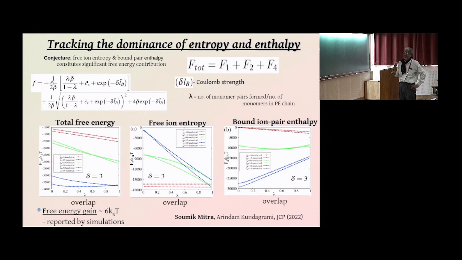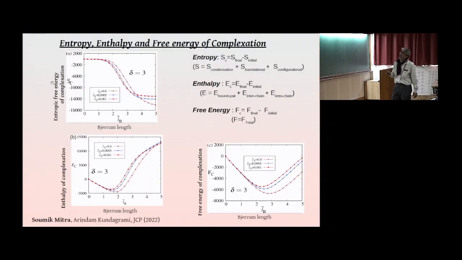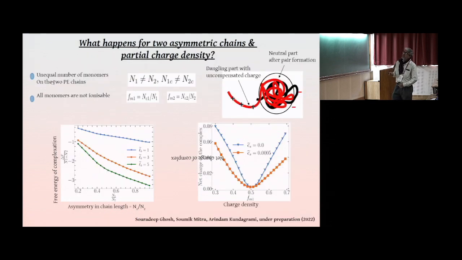These were sort of well-known results for a long time, but we could give a model of two-chain complexation where we could see that, and we could look at the effect of salt and Coulomb strength. We plotted the entire thing as a function of the Coulomb strength, where finally we look at the free energy gain.